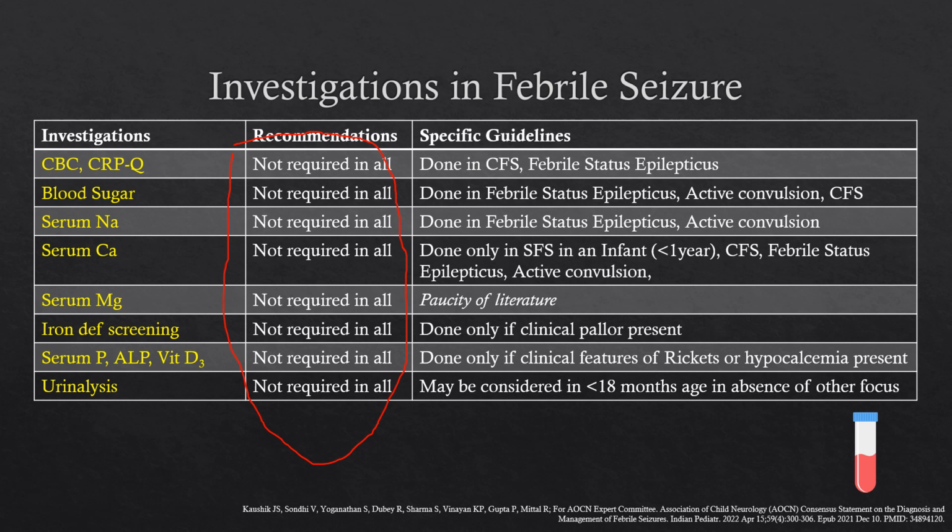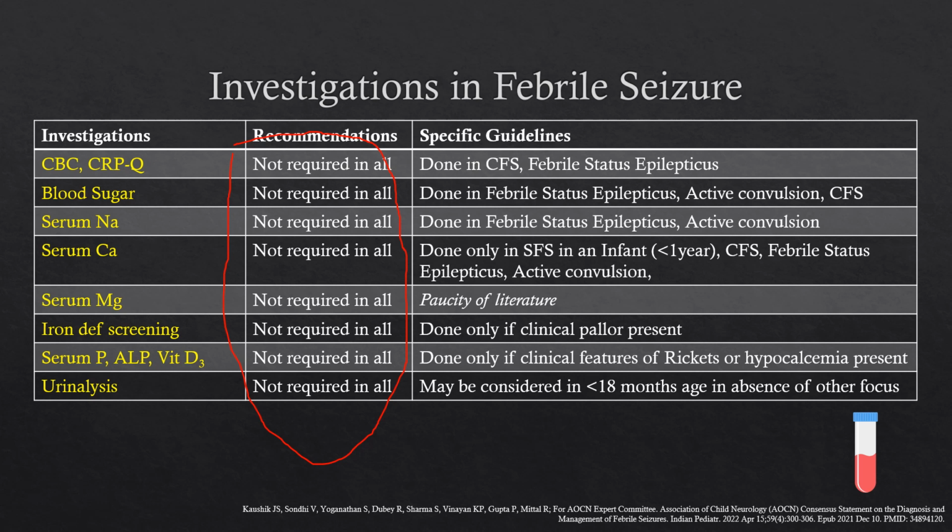For example, complete blood count and quantitative CRP is not required in all. It is required only in cases of complex febrile seizure and febrile status epilepticus. Likewise, blood sugar is not required in all patients. It is done only in a case of febrile status epilepticus, that means febrile seizure lasting more than or equal to 30 minutes, if a patient is convulsing actively, or if a patient has had complex febrile seizure.